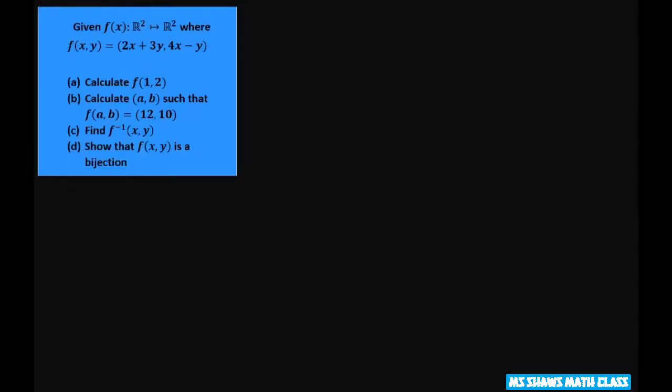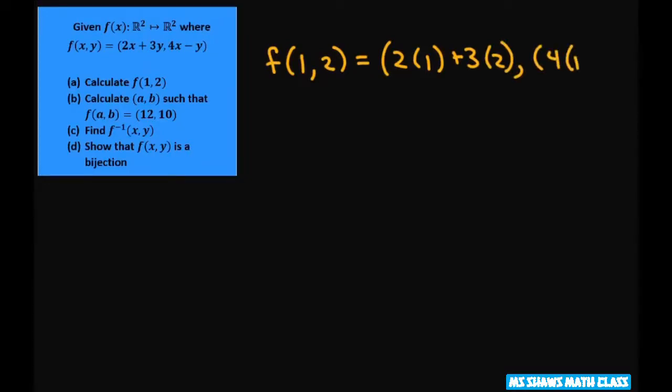So for the first one, we're going to calculate f of 1 comma 2. So f of 1 comma 2 equals 2 times 1 plus 3 times 2, comma, 4 times 1 minus 2. So this is going to give you 2 plus 6 is 8, and 4 minus 2 is 2. So that's all you have to do for that.